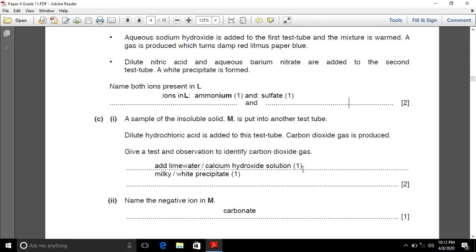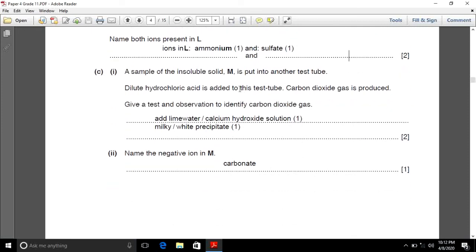A sample of the insoluble solid M is put into another test tube. Dilute hydrochloric acid is added to the test tube. Carbon dioxide gas is produced. Give a test and observation to identify carbon dioxide. Test: pass the gas through lime water. If carbon dioxide gas is present, lime water will turn milky. Name the negative ion in M. It will contain carbonate ions.